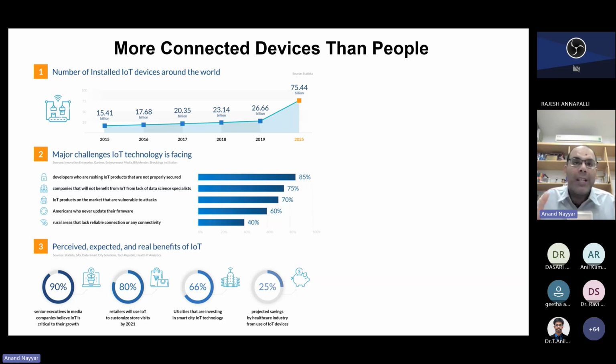So remember, if you talk of 2025, 75.44 billion IoT devices will be installed. You can see that it has already jumped in number by 40%. The major challenge of the IoT market is that developers rushing into the IoT market are not secure. And that's the answer, everybody, if you ask me, "Sir, I want to do research in IoT, what exactly should I focus on?" The number one research right now is IoT security.